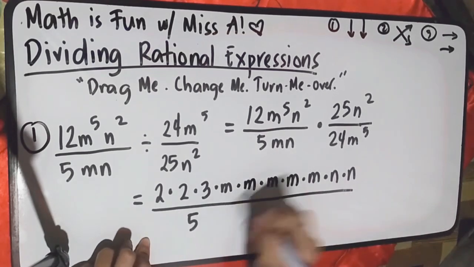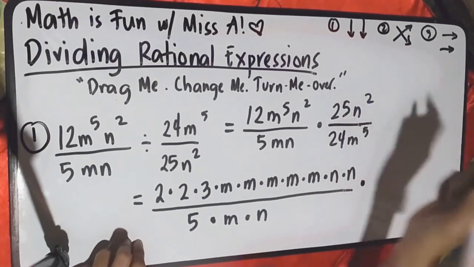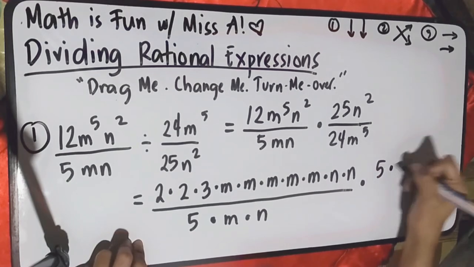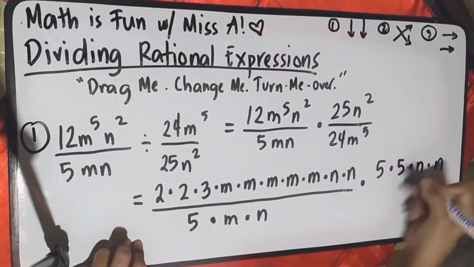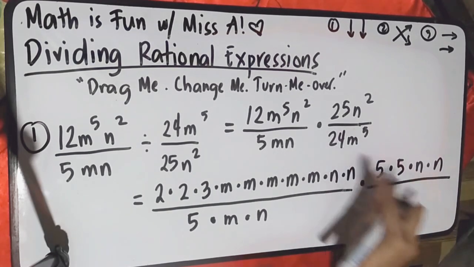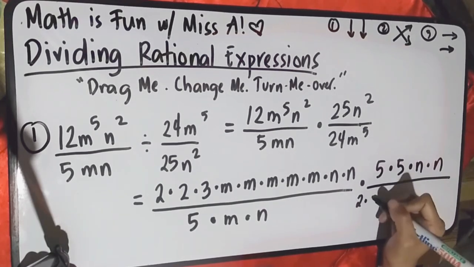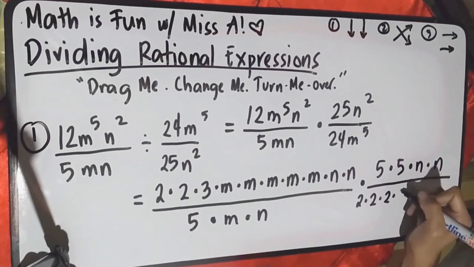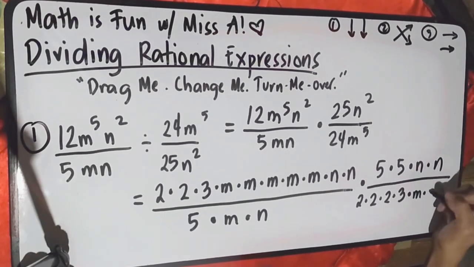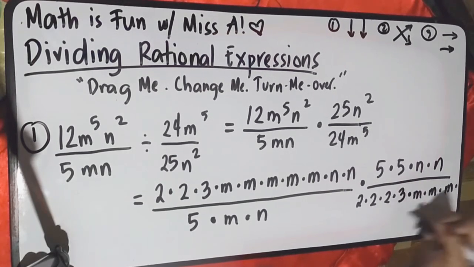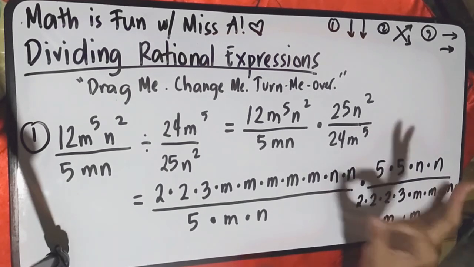But anyways, 5mn. So, that is 5 times m times n. Alright. Next, times 25 can be expressed as the product of 5 and 5. Then you have n squared. So, that is times n times n. All over. So, 24 is actually equal to 2 times 2 times 2 times 3. Then you have m raised to 5. So, m, 1, 2, 3, 4, then you have 5.